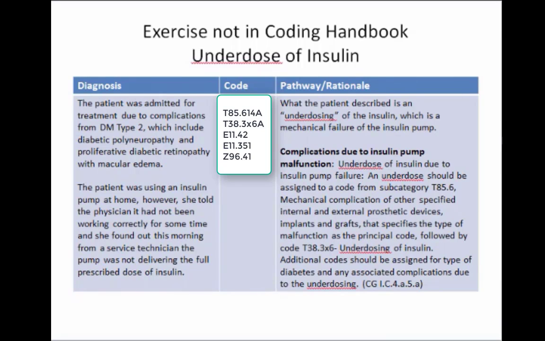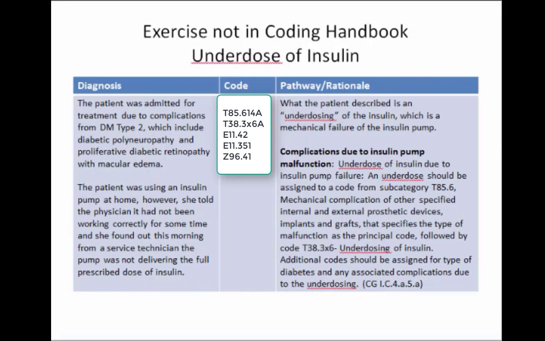Okay, here's an example not in the coding handbook that relates to the underdosing of insulin. The patient was admitted for treatment due to complications from type 2 diabetes, which include diabetic polyneuropathy and proliferative diabetic retinopathy with macular edema. The patient was using an insulin pump at home. However, she told the physician it had not been working correctly for some time, and she found out this morning from a service technician the pump was not delivering the full prescribed dose of insulin. So what this patient has described is an underdosing of insulin, which is a mechanical failure of that pump.